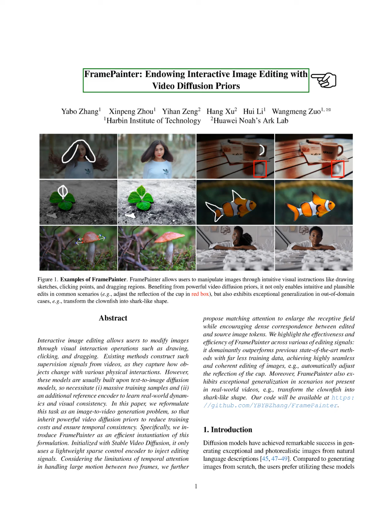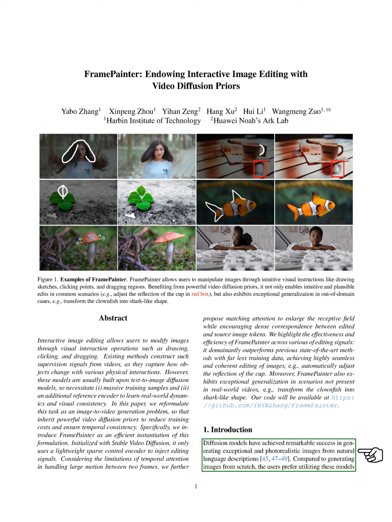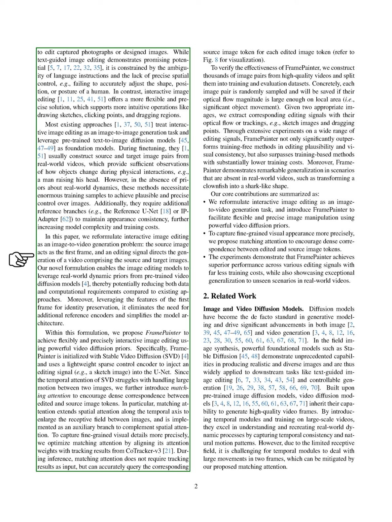Section: Introduction. In this section, we discuss the advancements in diffusion models, which have excelled at creating high-quality images from text descriptions. Users often prefer these models for editing existing photos rather than generating new images from scratch. However, text-guided editing can be limited due to unclear language instructions and a lack of precise control over image features, such as the shape or position of objects.